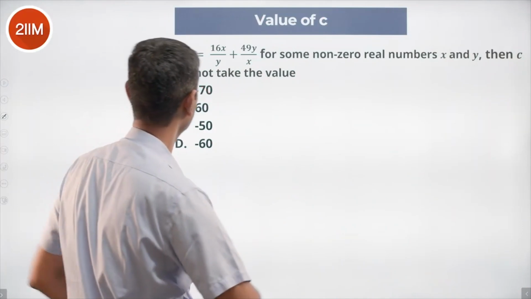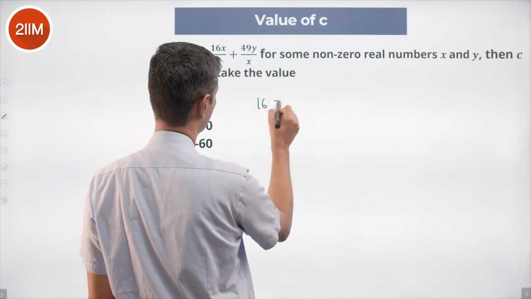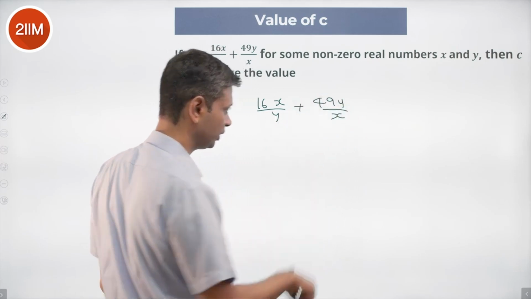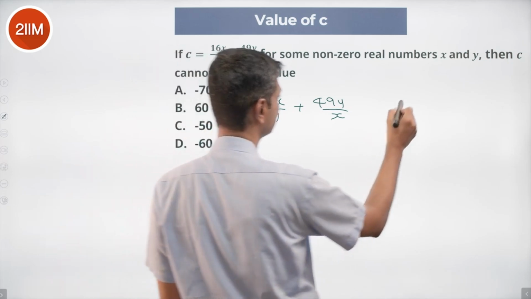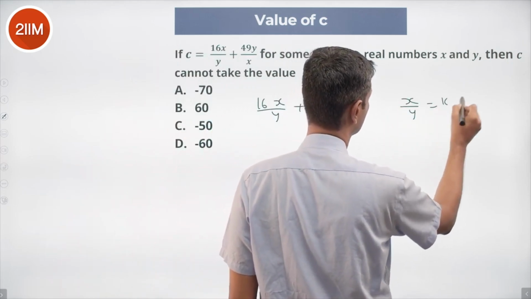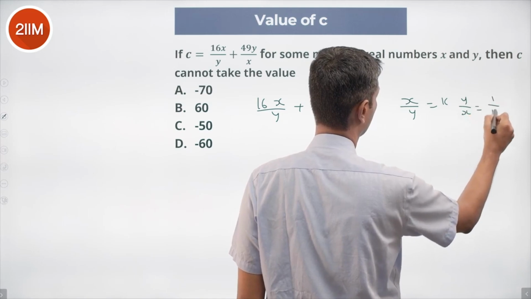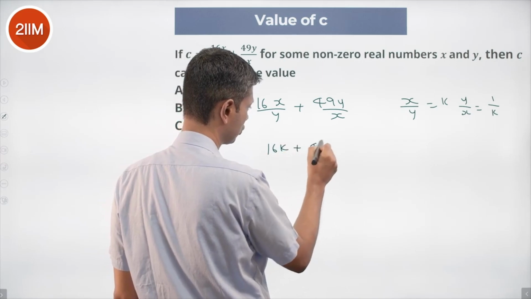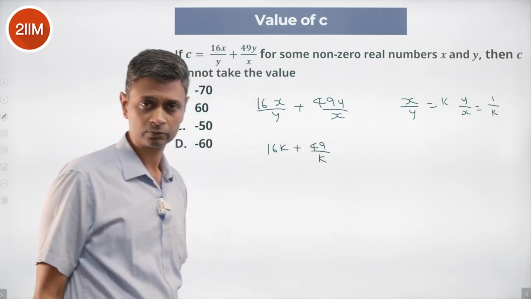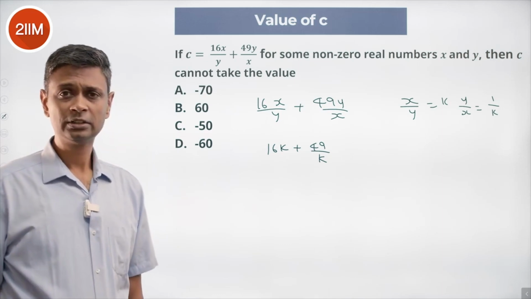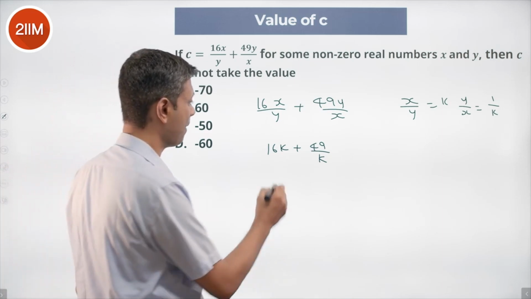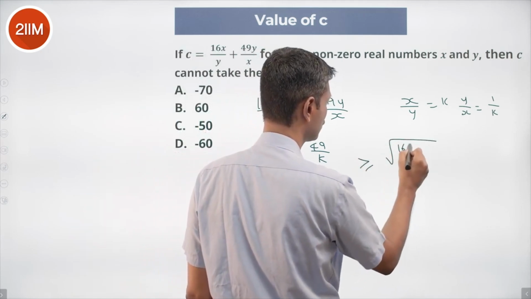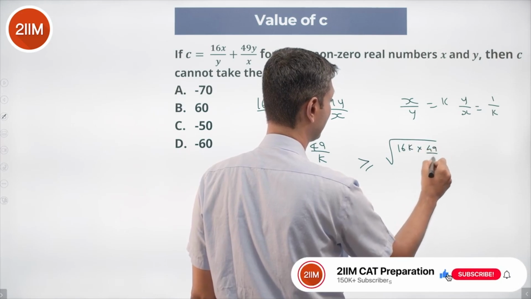Is it like this? 16x by y plus 49y by x. We rewrite this like this. Let's say x by y is k, then y by x is 1 by k. So this number is 16k plus 49 by k. Fine, so nice, wonderful. So I can say 16k plus 49 by k over 2 is greater than or equal to square root of 16k into 49 by k.